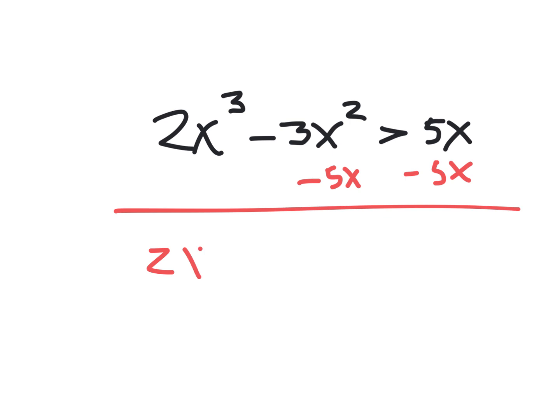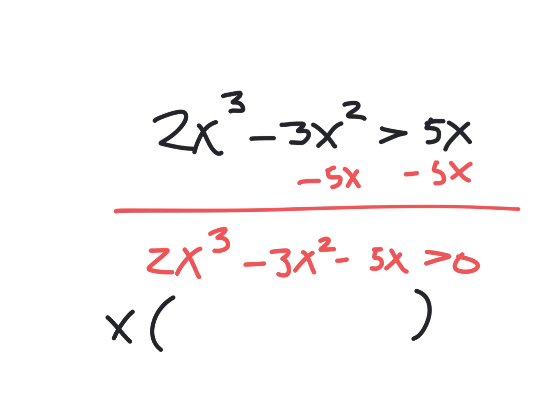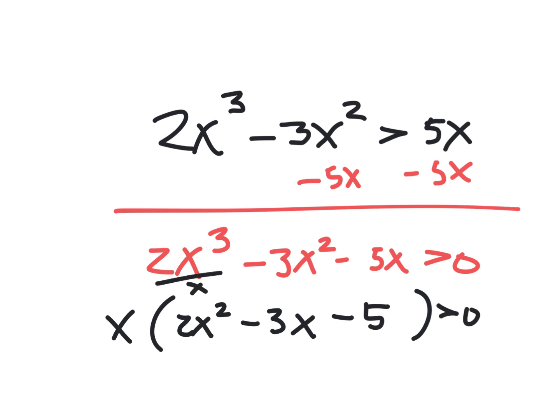All right, 2x to the third minus 3x squared minus 5x is greater than 0. And now, if you haven't caught it by now, I need to just tell you, factor out the x. 2x squared minus 3x minus 5. Because there's an x in everything. And really what I'm doing is dividing everything by x. Some kids have never seen it that way, and I like that way. It shows you what to put here, here, and here by dividing everything by x.